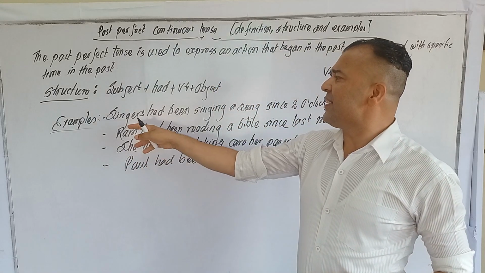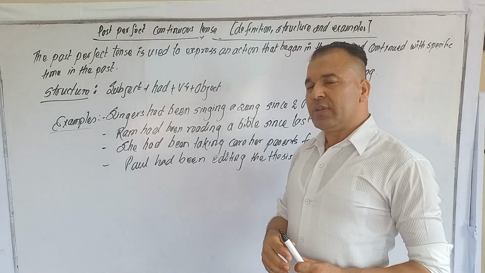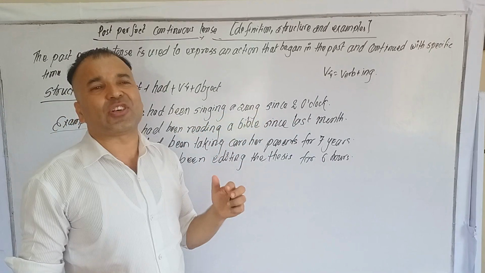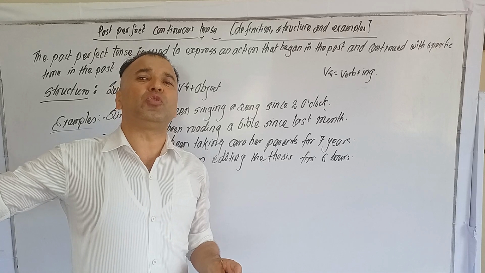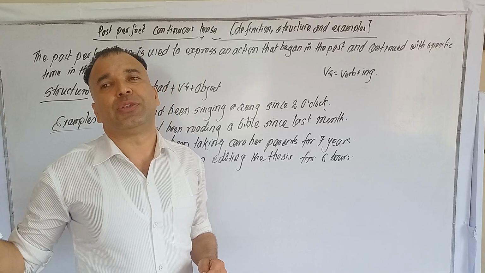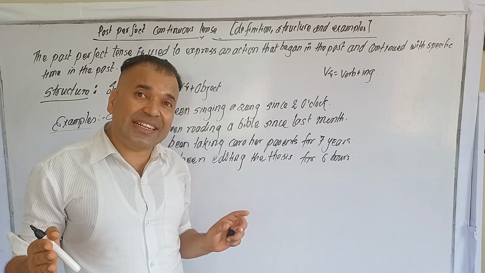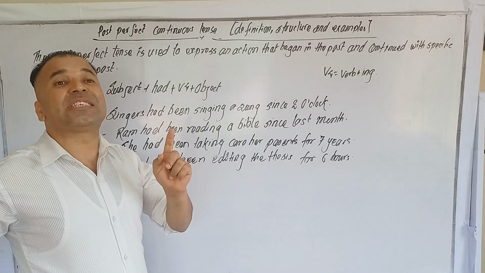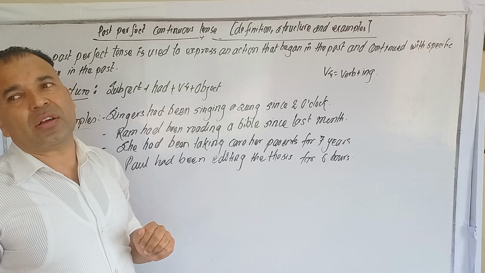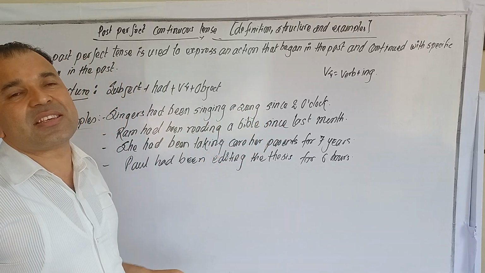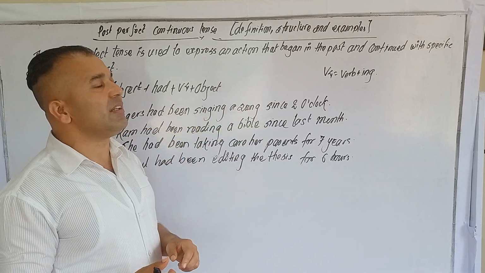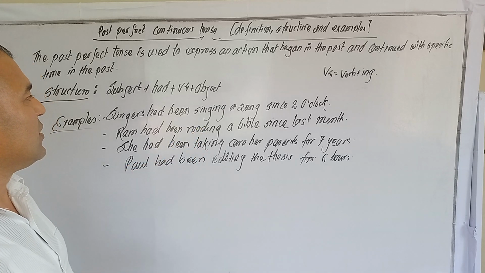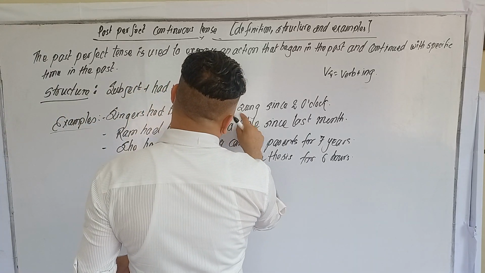Let's see. Singers had been singing a song since 2 o'clock. They began to sing before 2 o'clock, and they were still singing at that time in the past. So we have to use singers had been. They were singing a song before 2 o'clock, and they were still singing at that time. Only one song, so a song. No need for songs.